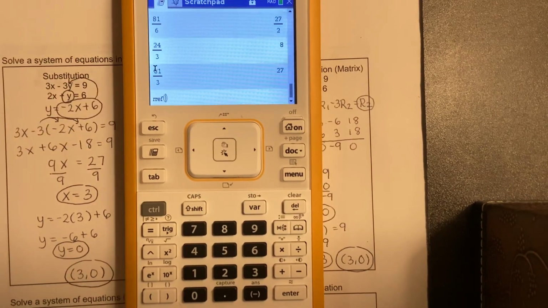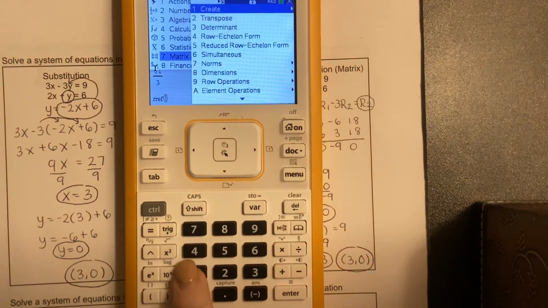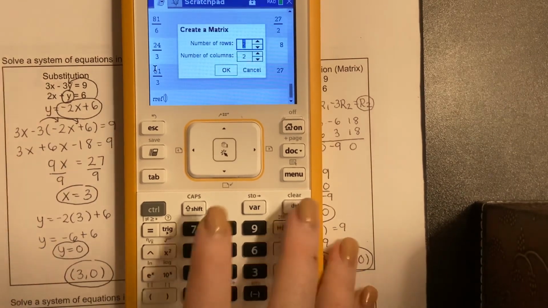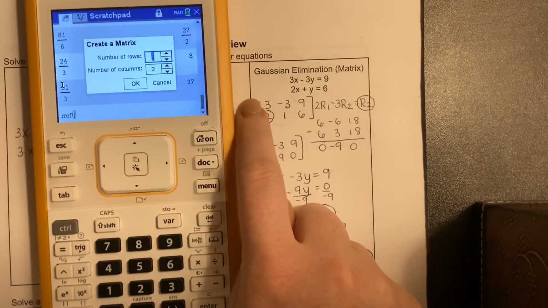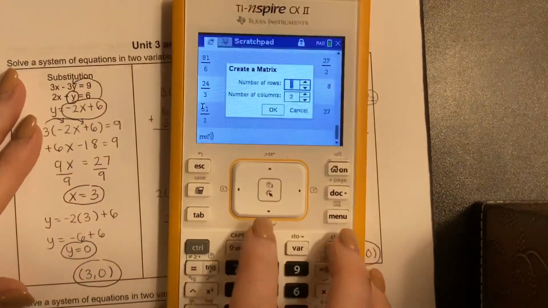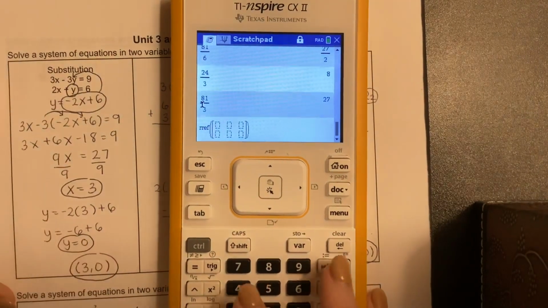Then however you like to put in the matrix. I know some of you guys like to hit this button here. I always go back to here just because I've gotten in the habit of that. In this case, if you look at your matrix, you had 2 rows, all right, but you had 3 columns. So we're going to keep that 2 rows, tab, 3 columns, enter, and we're going to get this.